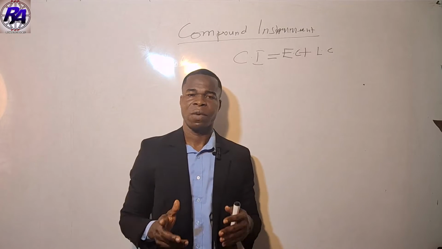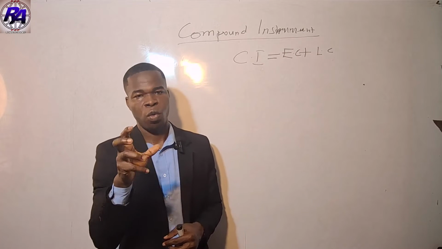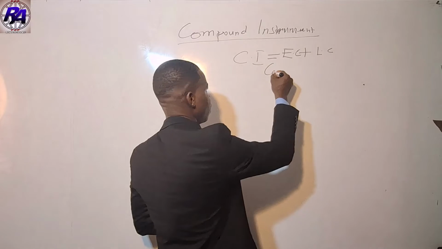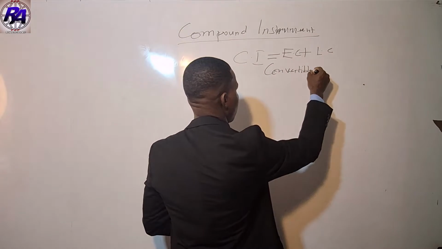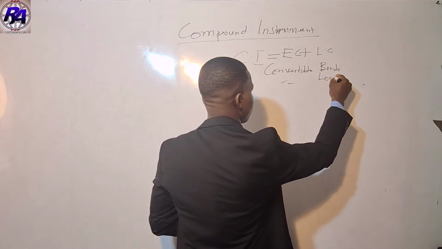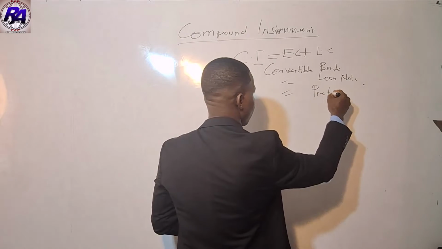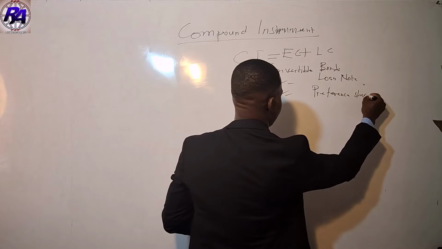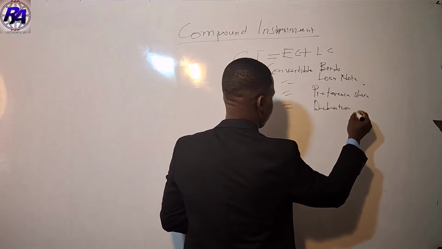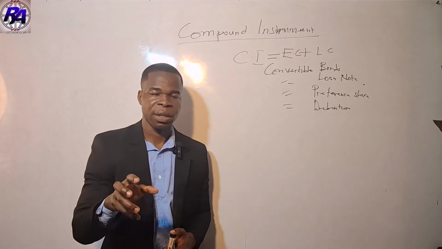What are some of the examples of compound instruments? A typical example of compound instruments are convertible loans. So we can have convertible bonds. We can have convertible loan notes. We can have convertible preference shares. We can have convertible debentures. So all these are types of compound instruments.